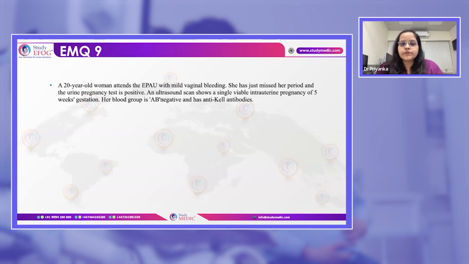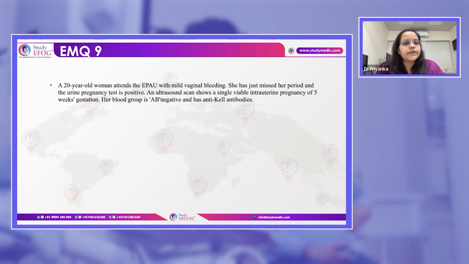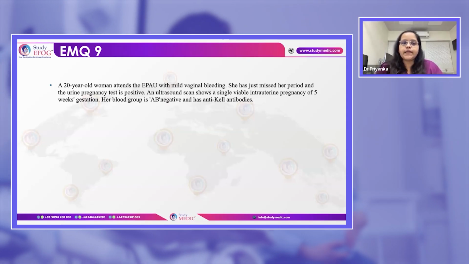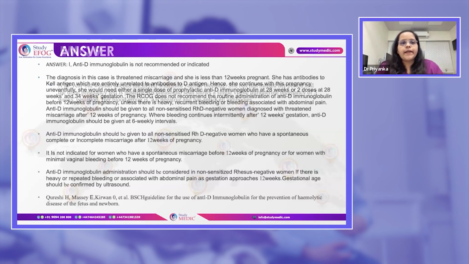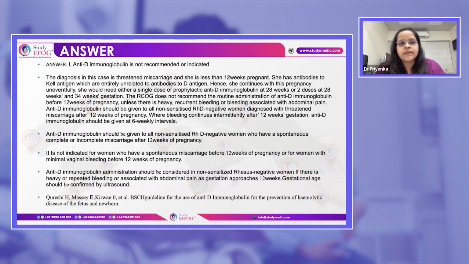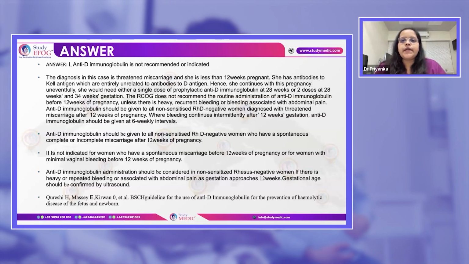Because there are different antibodies like anti-C, anti-E, anti-D and anti-K. In this case, it is anti-Kell positive, in which case anti-D will be of no benefit. Hence the answer will be I, that we are not going to give anti-D for anti-Kell antibodies, because these are different antibodies than the D antigen.